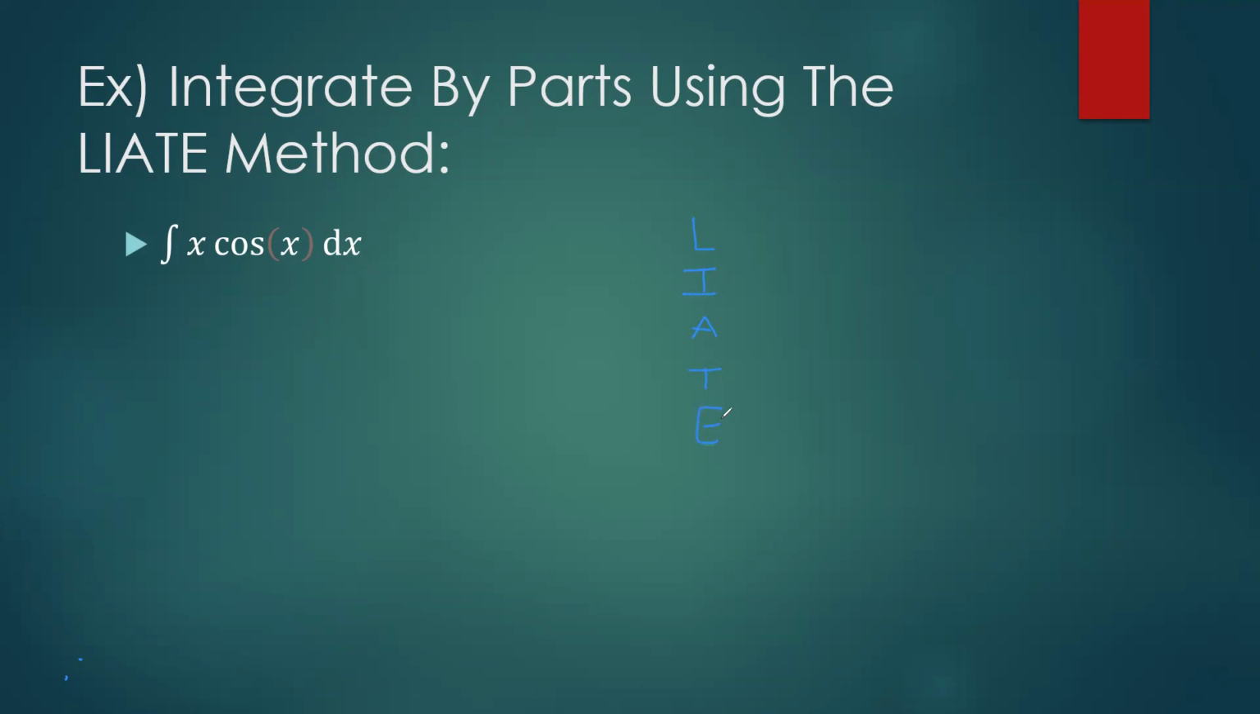So what should be my u and what should be my dv? x is algebraic, and cosine x dx is trig, right? On the list, do we have a log? No. The I stands for inverse. Do we have an inverse? No. The A stands for algebraic. Do we have an algebraic? Yes. So that is our u, which is x. And then our dv is the leftover, which is cosine x dx.